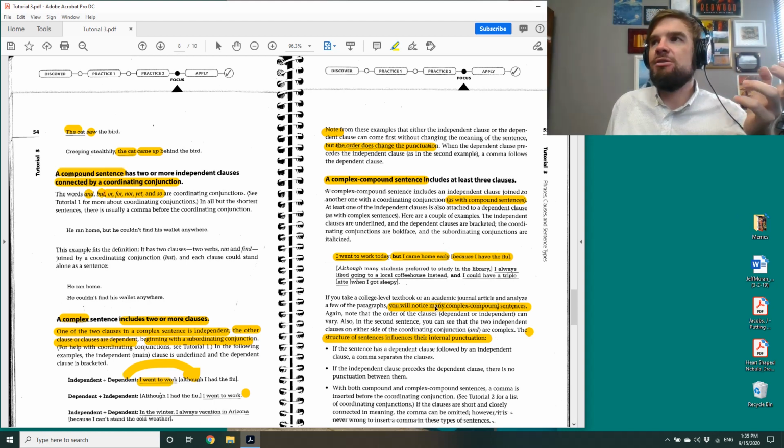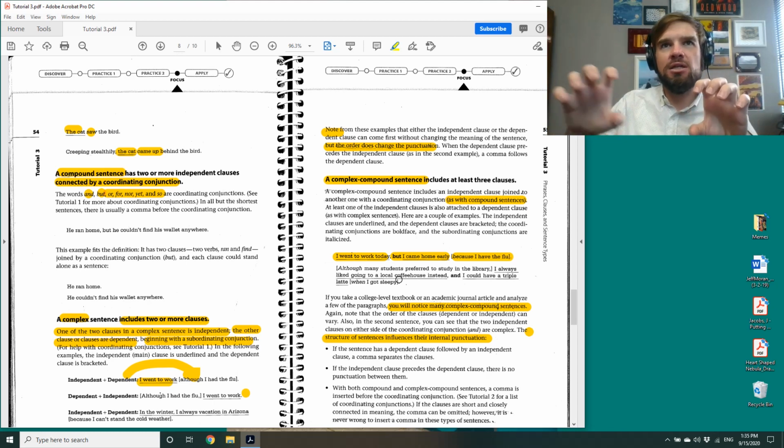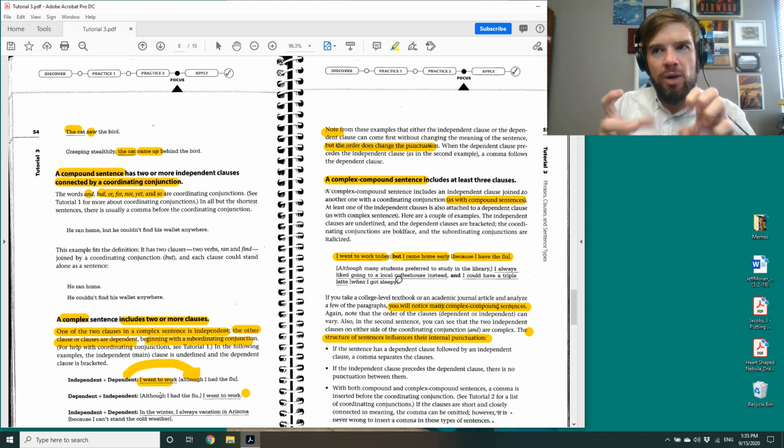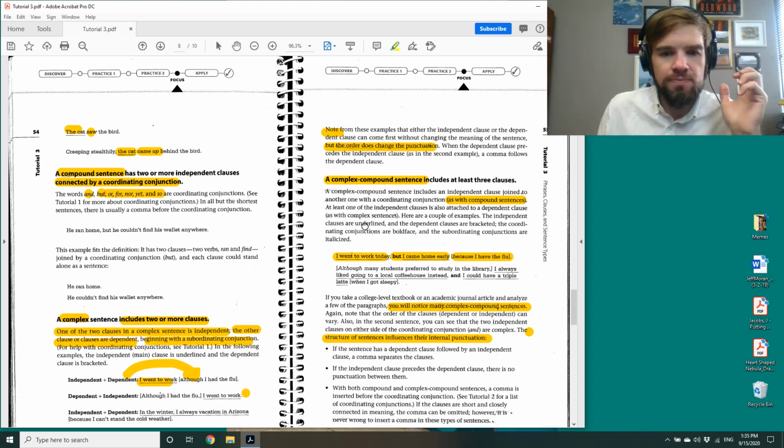I think often students feel like they're just guessing where to put commas or periods. But again, when you start to see and understand how phrases make clauses and clauses come together to make sentences, you will start to understand where the punctuation goes much better.